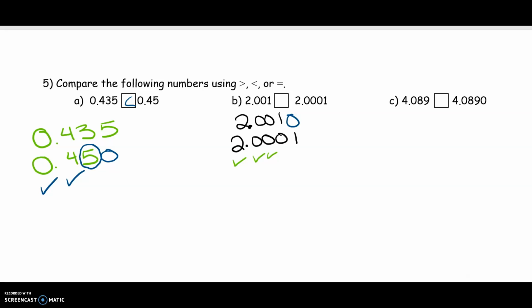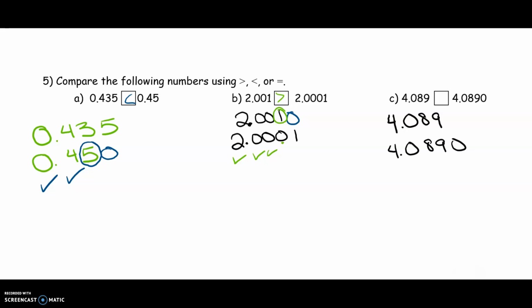But once we get to that thousands place, we realize that we have a 1 here. And that 1 is greater than this 0 in the thousands place. So that makes 2.001 greater than 2.0001. Now on to letter C.